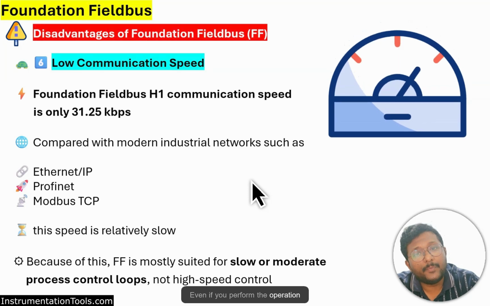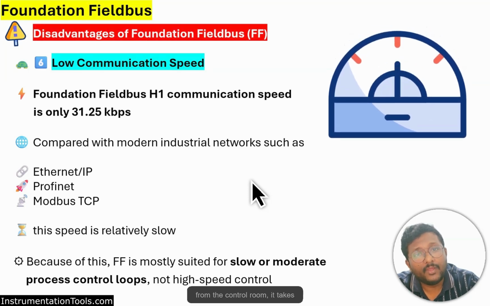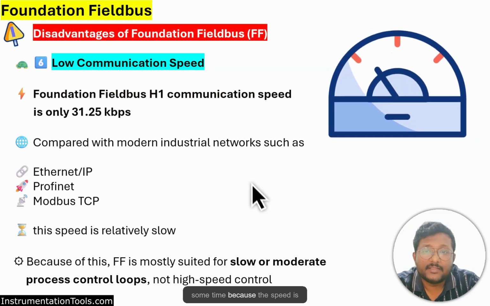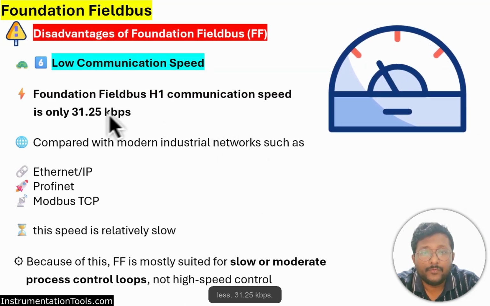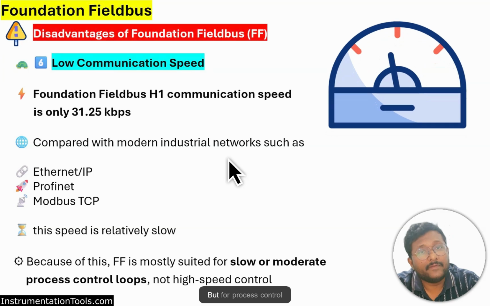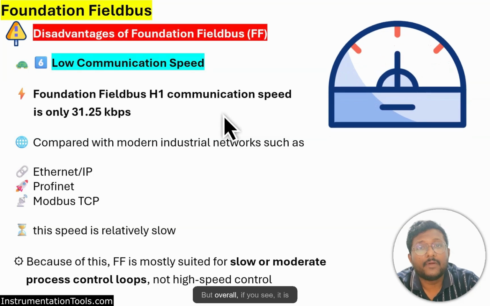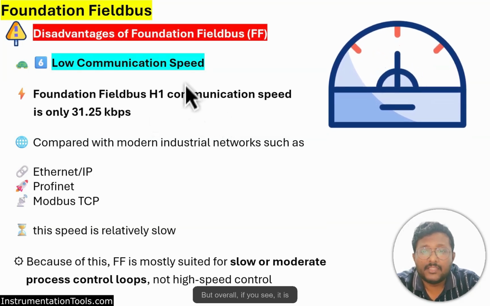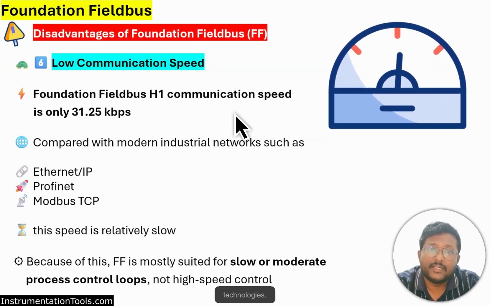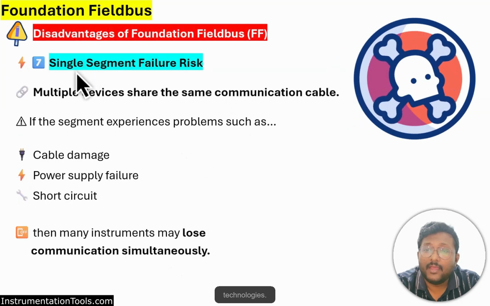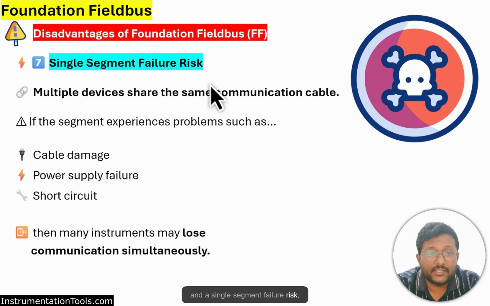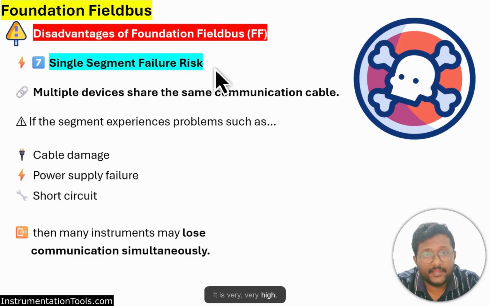Even if you perform the operation from the control room, it takes some time because the speed is low, 31.25 kbps. But for process control applications, it is fine. Overall, though, it is low speed compared to other technologies. And the single segment failure risk is very, very high.